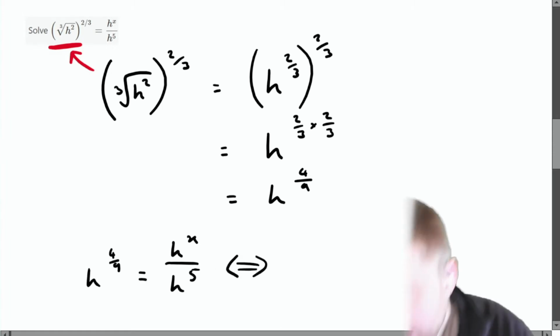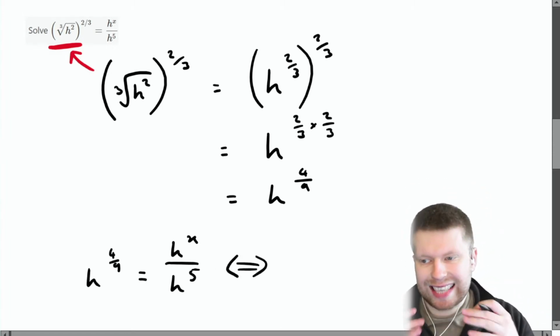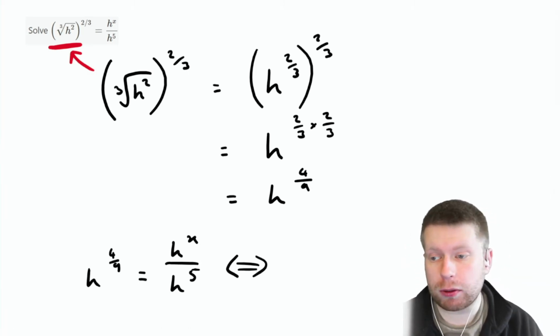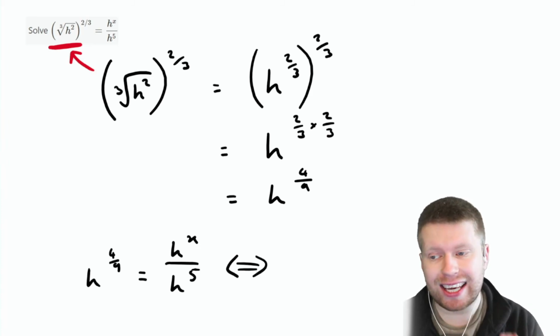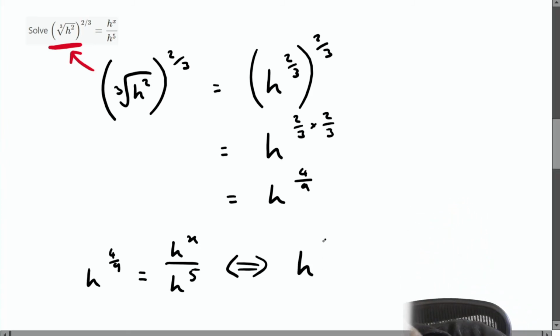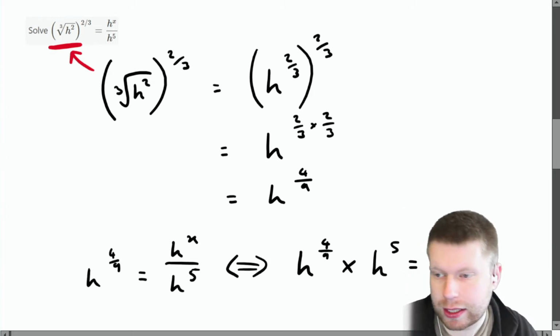All right, good. So in order to solve this equation, I need h to the power of x. So what I could do is multiply through by the denominator just to get h to the power of x on its own. So I'm going to do that now. So I'm going to have h to the power 4 ninths. Then I'm going to multiply by the denominator of the right-hand side, which will just leave me with h to the power of x on this side here.